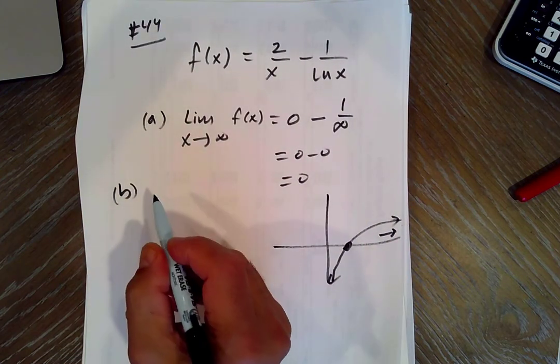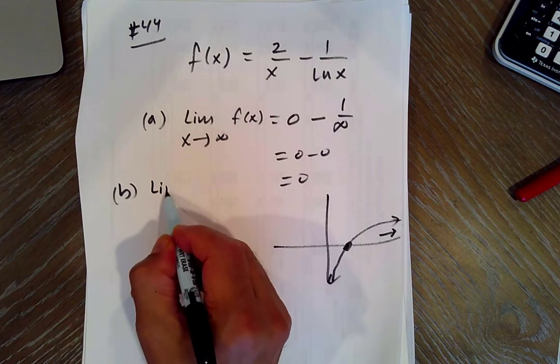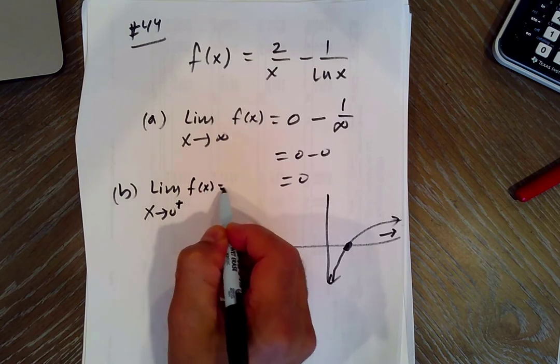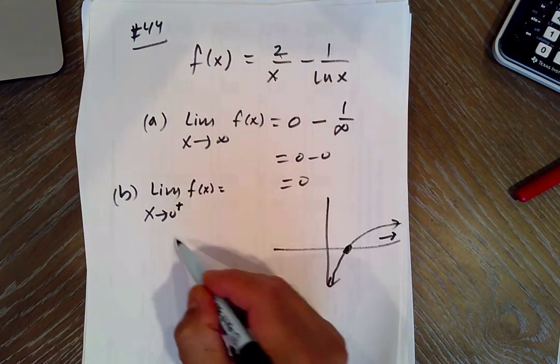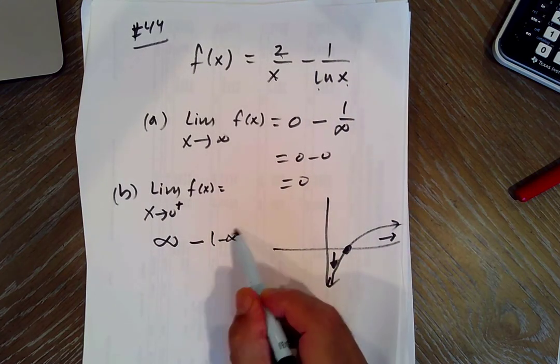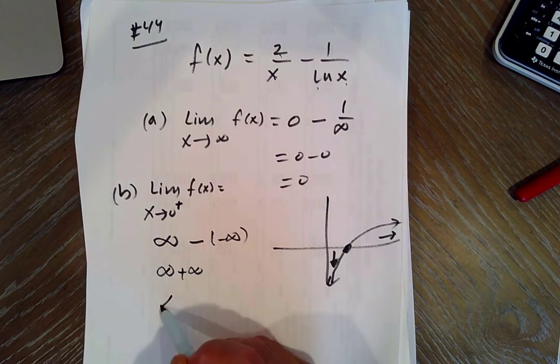Part B, what's the limit as x goes to 0 from the right of f of x? Well, 2 over 0 is infinity, minus ln of 0 is negative infinity. Infinity plus infinity is infinity.